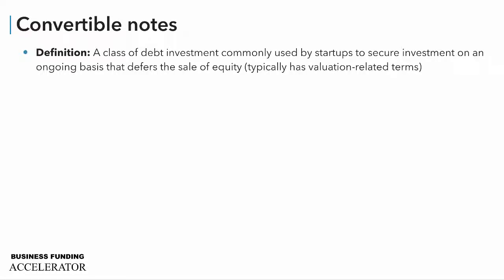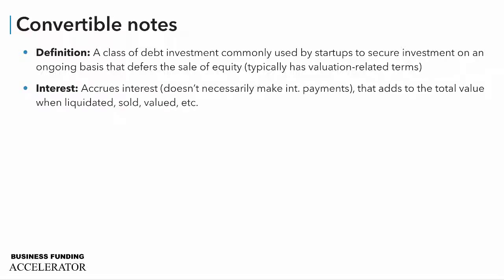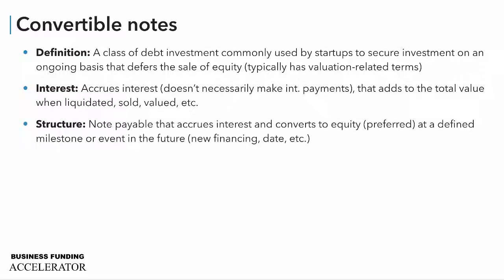So convertible notes are a class of debt investment commonly used by startups to secure investment on an ongoing basis that really defers the sale of equity. And it typically has valuation-related terms in it, but this is a simple definition. Convertible notes will accrue interest. The structure is really a note payable that accrues interest and converts to equity, preferred equity, at a defined milestone or event, like new financing, maybe a specific date or milestone.